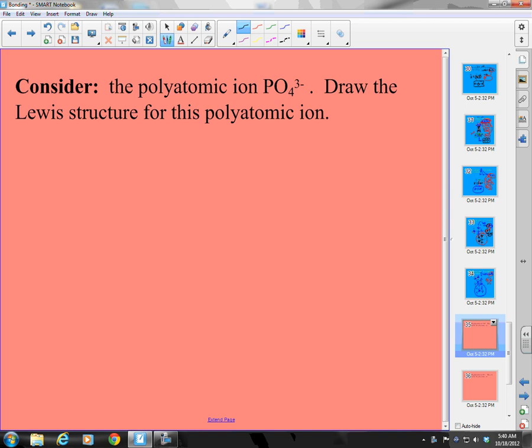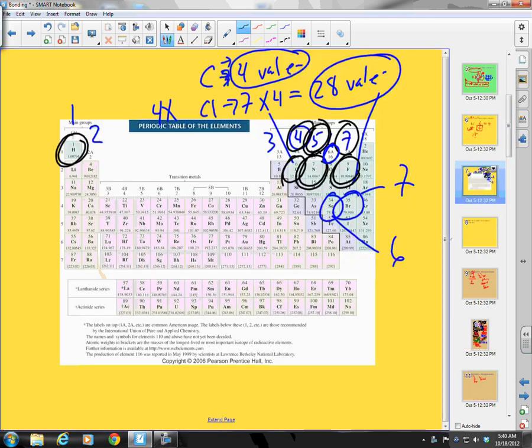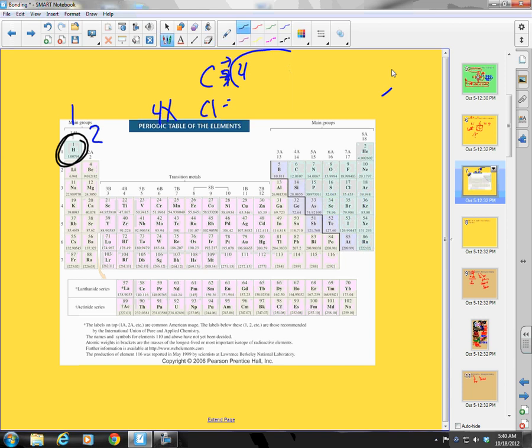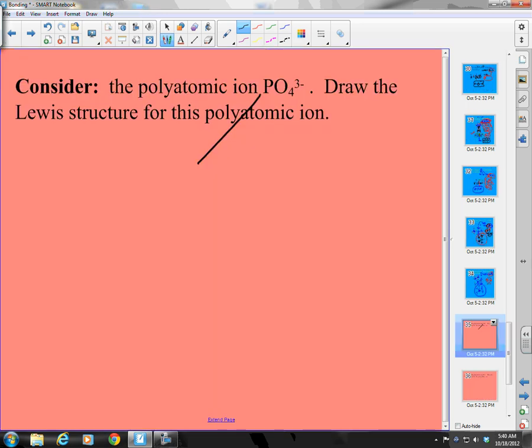Draw the Lewis structure for this polyatomic ion. And where do we always begin? We start with counting our valence electrons. So we look on our periodic table. Let's find phosphorus. Here is phosphorus, and that would have 5 valence electrons. And here's oxygen. It has 6. So phosphorus 5, oxygen 6. Good. So here we go: 5 valence electrons, and then I have 6 for oxygen, but I have 4 of those.